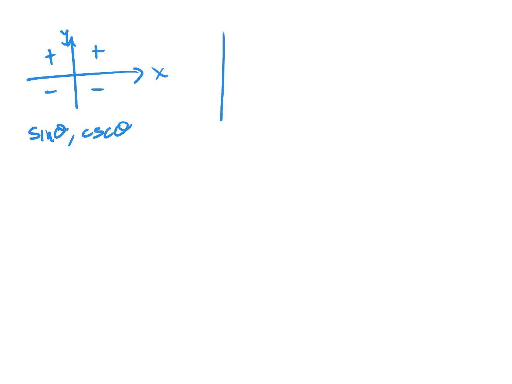Now we can draw these quadrants out and look at the positive and negative based off of the trig function. So for sine and cosecant, we know that they are positive in quadrants 1 and 2 and negative in 3 and 4.